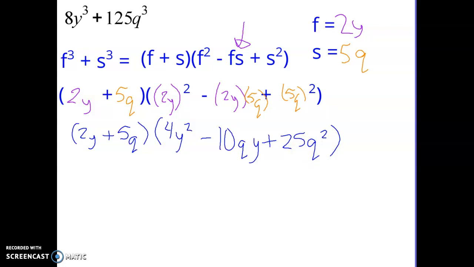And so that is the answer: 2y plus 5q in the first parentheses, and 4y squared minus 10qy plus 25q squared is the second parentheses. And you need both of those parentheses to be the final factored form. You're going to have both of those things in your final answer.